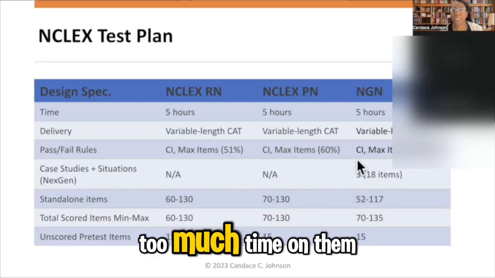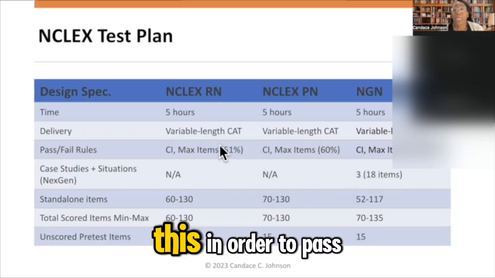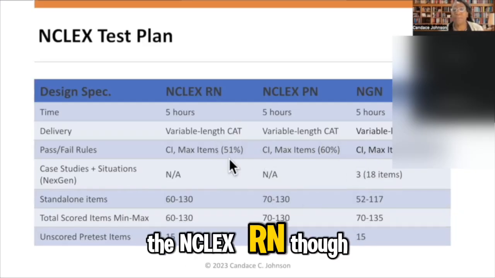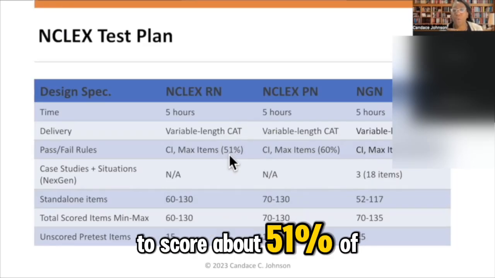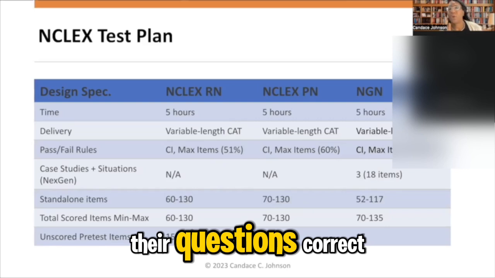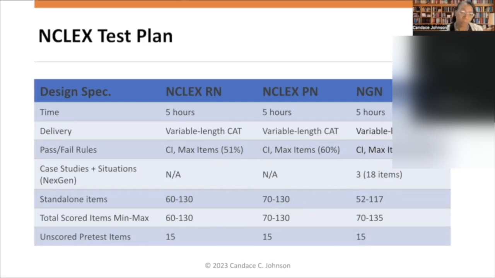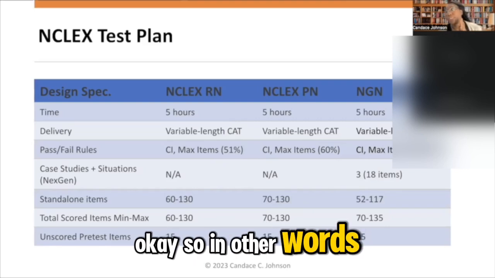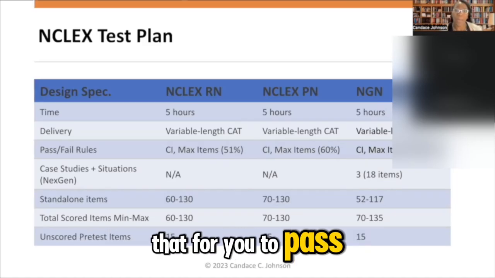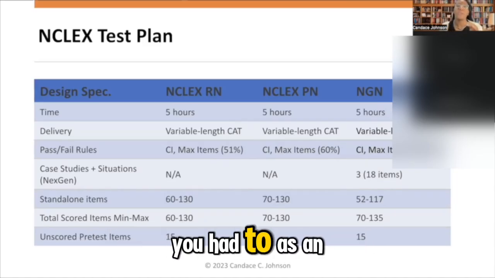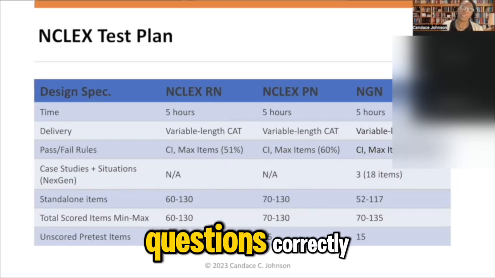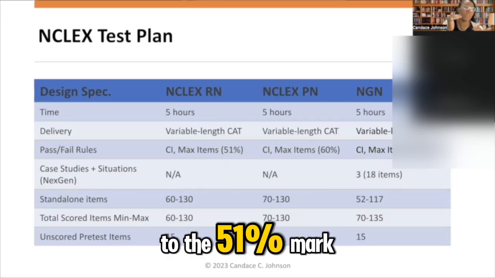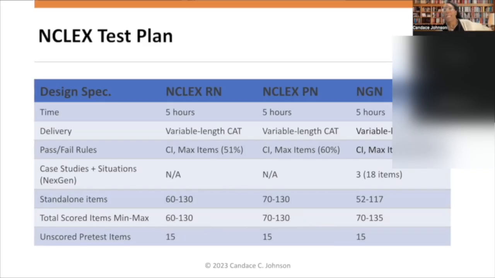So we're not going to spend too much time on them, but I will tell you this. In order to pass the NCLEX-RN, the test taker had to score about 51% of their questions correct at a minimum. Okay. So in other words, for you to pass, for the computer to shut off, you had to, as an RN, score 51% of your questions correctly. As soon as you get to the 51% mark, it shuts off. Okay. So that's not a lot. Okay, that is not so bad.